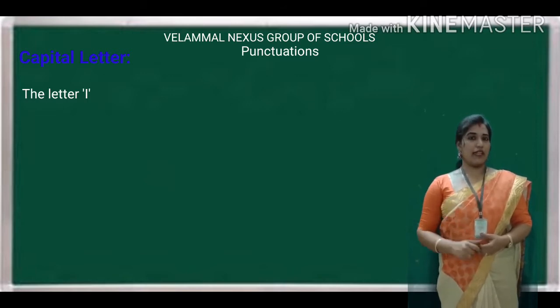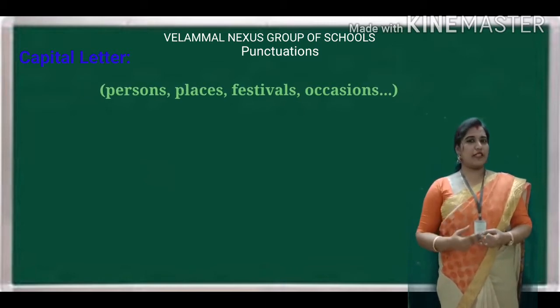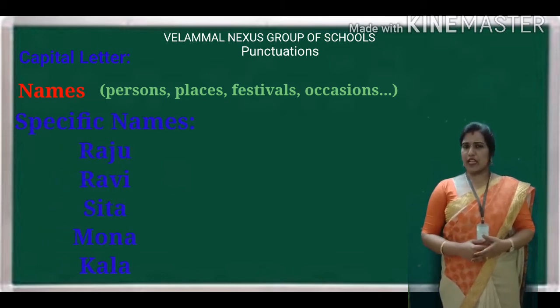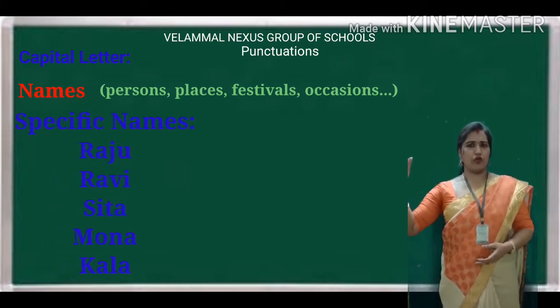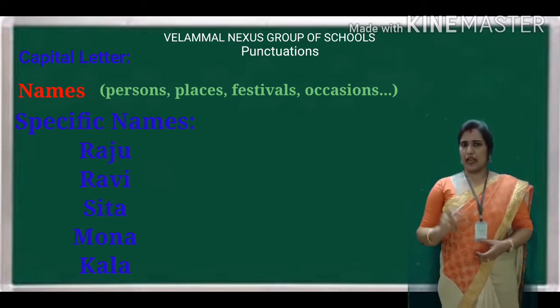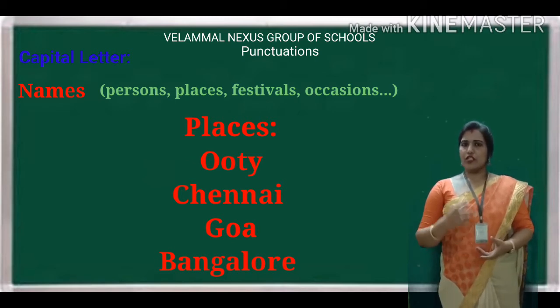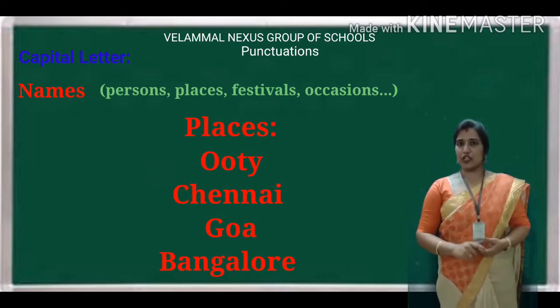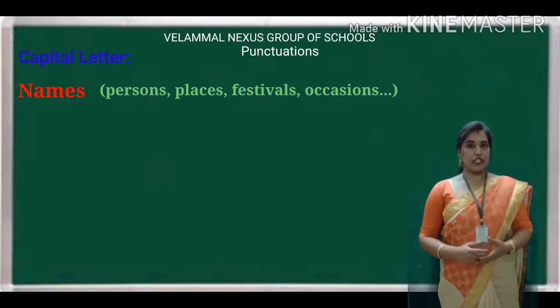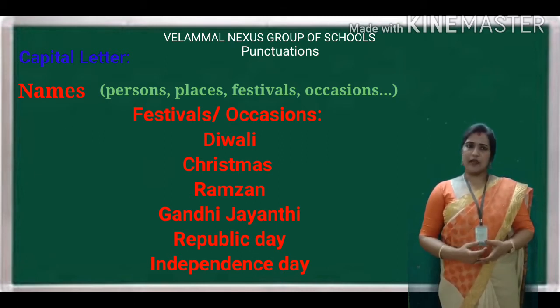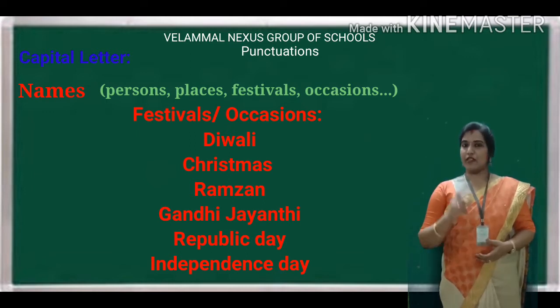Okay, now the third letter N, the names. Specific names which include names of a person, places, festivals, occasions and so on. Specific names like Raju, Ravi, Sita, Mona, Kala. These should be in capital, the first letter. Places like Ooty, Chennai, Goa, Bangalore. These also should be in capital, the first letter alone should be in caps. Important festivals and occasions like Diwali, Christmas, Ramzan, Gandhi Jayanti, Republic Day, Independence Day. These should be written in capital letter, the first letter in caps.